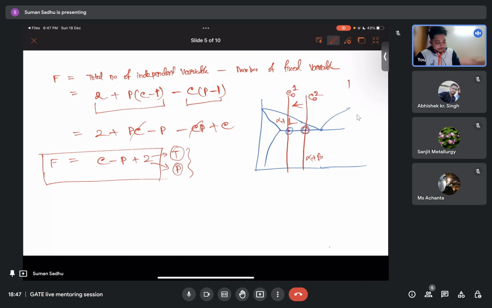Because the degree of freedom is 0, there is nothing you can change. All has to be fixed. Your composition has to be fixed, your temperature has to be fixed. Pressure is already fixed because the phase diagram is drawn at constant pressure, that is 1 atmosphere. But even if we are going from this location to this location, we are at a similar kind of equilibrium. Now if you have understood the derivation of the Gibbs phase rule, I think you should answer now.